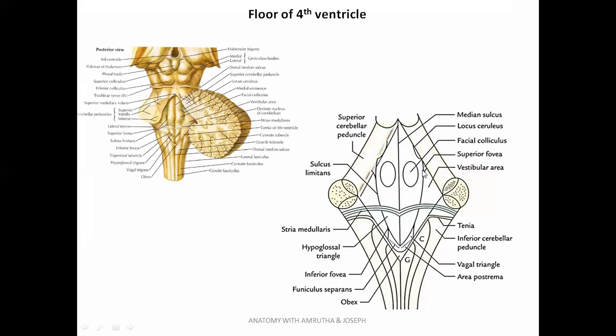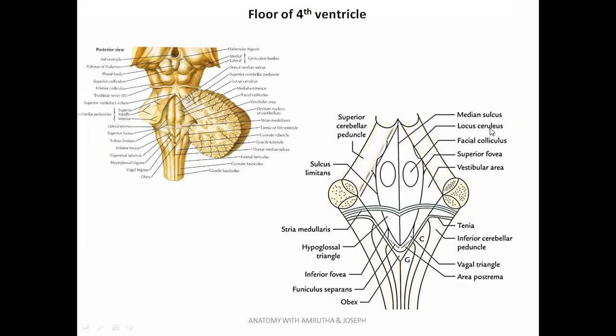But you can see there is another line that is attached to the superior cerebellar peduncle, extending from the sulcus limitans, and this line makes a triangular area here that's called the superior fovea. Here you can see that superior fovea, right? And just above that, in the upper aspect, you can see another area called the locus coeruleus.